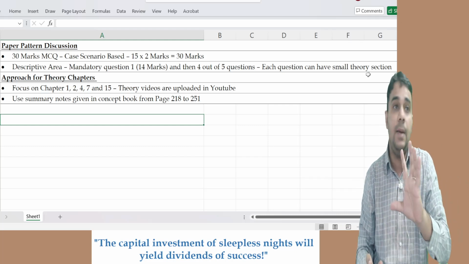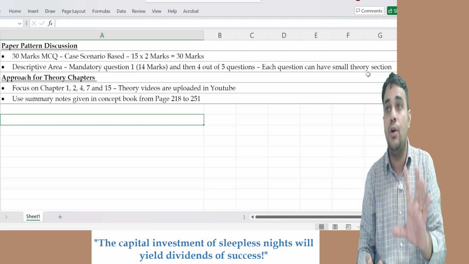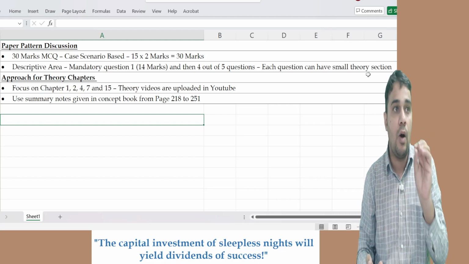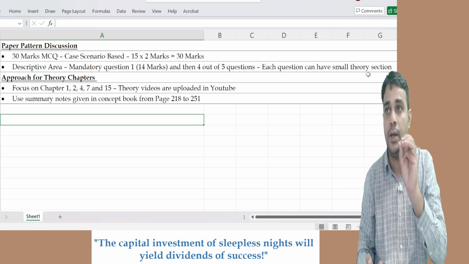So clear, theory preparation is mandatory, mandatory, mandatory. I'm making it very, very clear. You ignore theory, that is a recipe for disaster in exam. That will unnecessarily complicate the scenario for you. You will not secure good marks in the subject if you are ignoring theory.